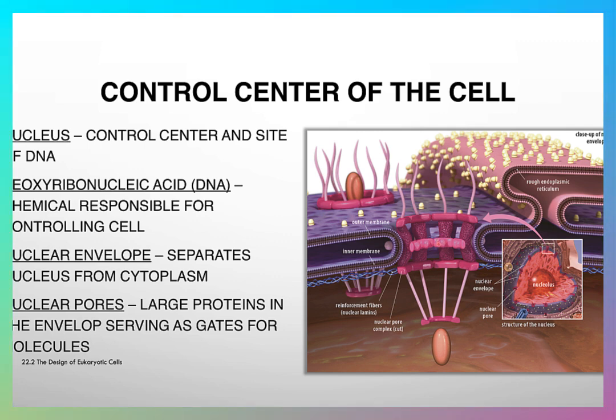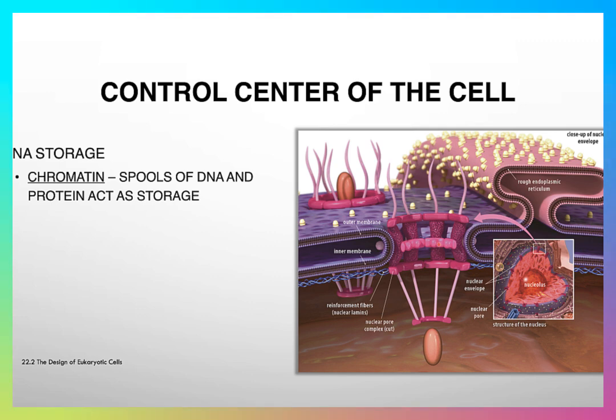and outside the cell. Now, DNA is stored in an area known as chromatin, and this chromatin acts like a spool, sort of like if you think of thread on a spool. The DNA is wrapped around this protein and it stores the DNA in a spool-like structure.